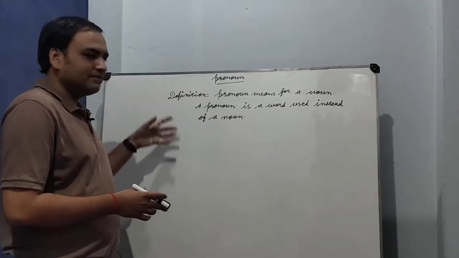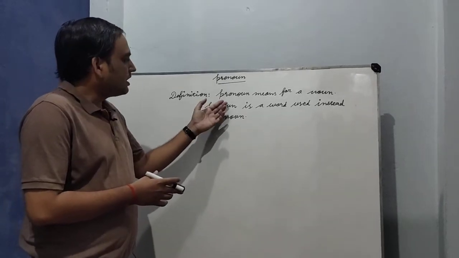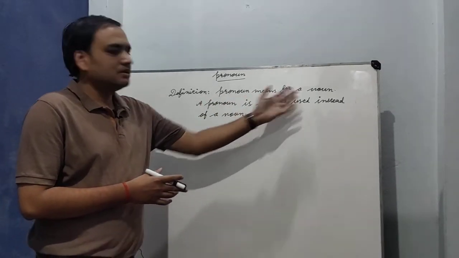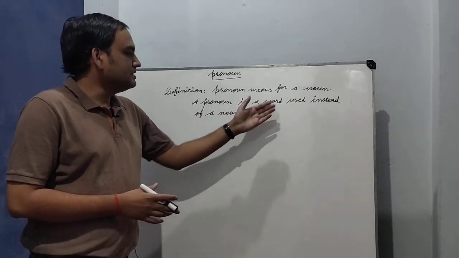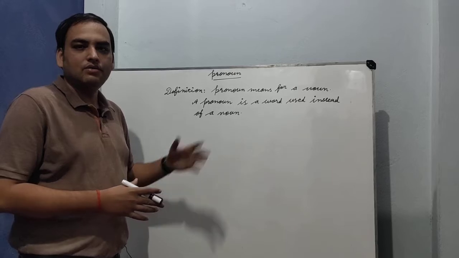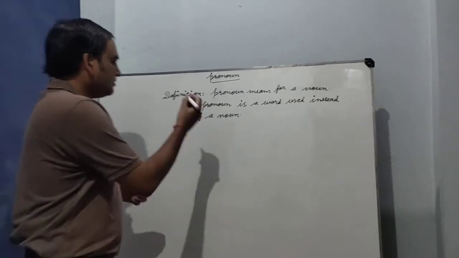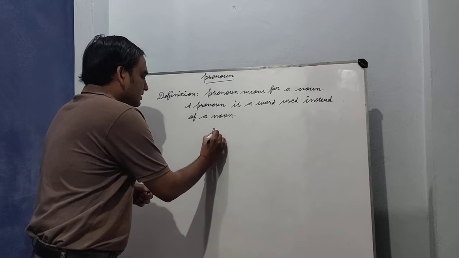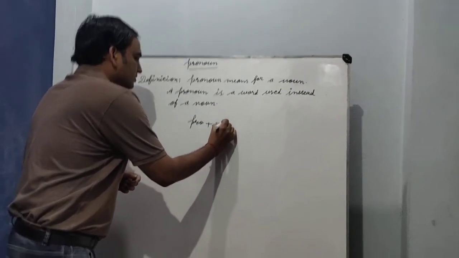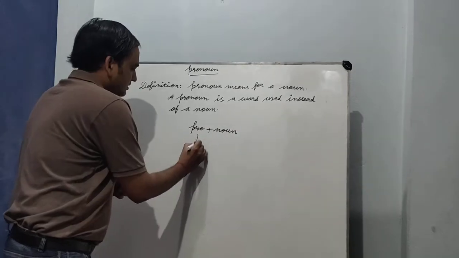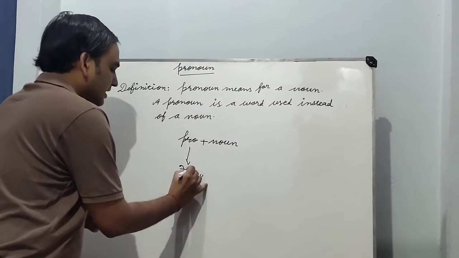Pronoun, the definition of pronoun is written on the board. Pronoun means for a noun. A pronoun is a word used instead of a noun. It means that I have to explain here. Pronoun is a word made by two small words. First is pro, its Hindi meaning है के लिए.